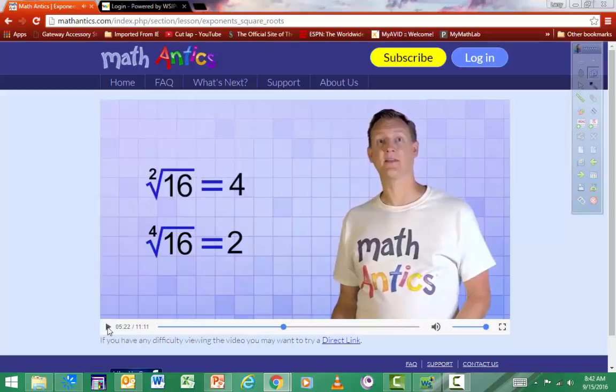Okay, let me just pause it for a second. Remember, one of the things he's been saying is that they're inverse operations. So if you rewrote this as 2 to the 4th, and you had the fourth root here, a radical cancels an exponent. So it's almost like this one cancels this one, and so you get 2. Make sense?